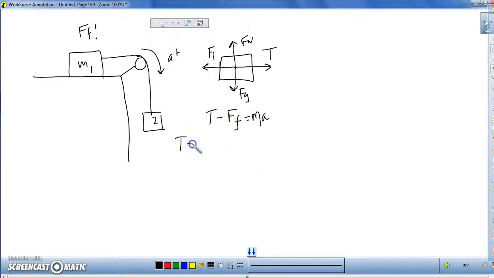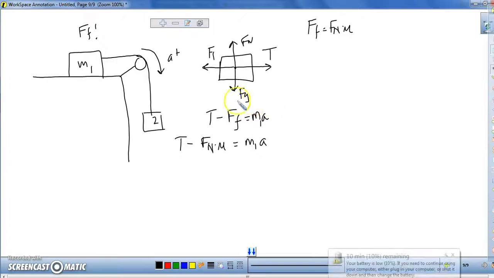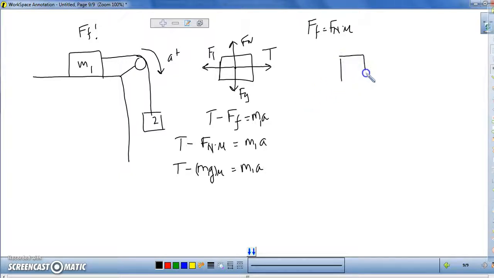So we can rewrite this as force normal times mu equals M1A. Now remember, that's because force friction is equal to force normal times mu. Now since we're at a horizontal surface, this will actually be T minus M1g for force normal, so these are equal, times mu, equals M1A. So it basically, as you can see, it just adds an extra term right here. So it's not too much more.